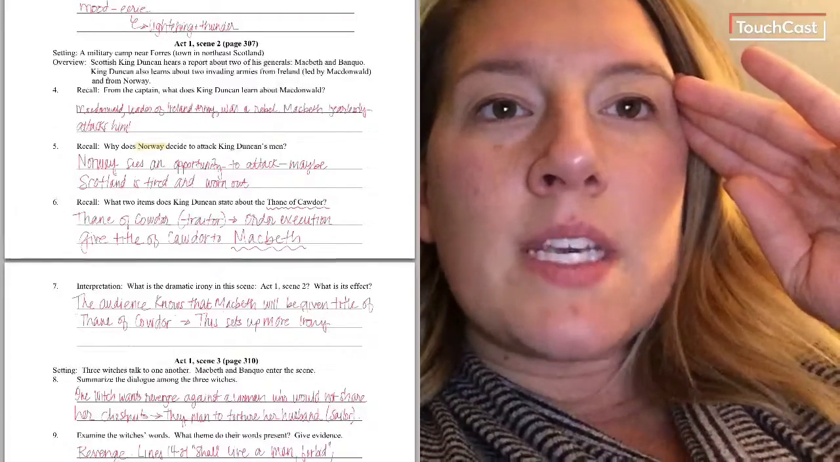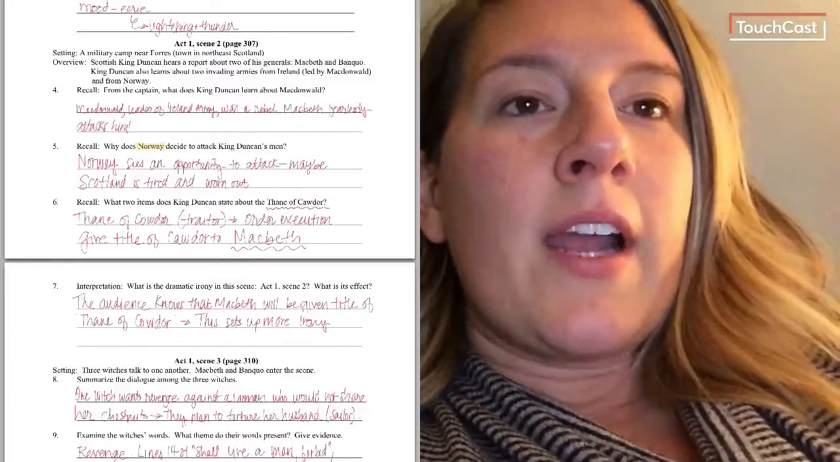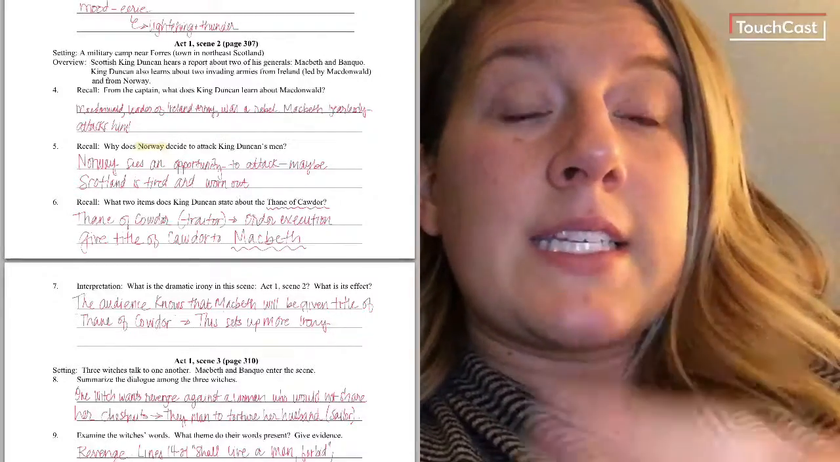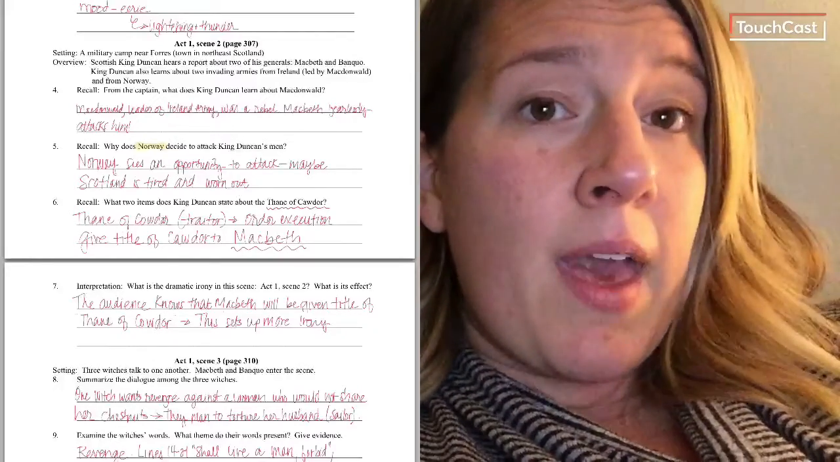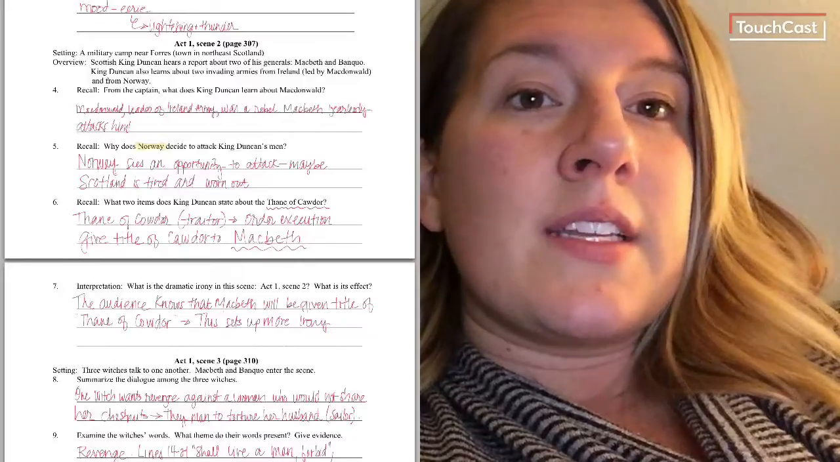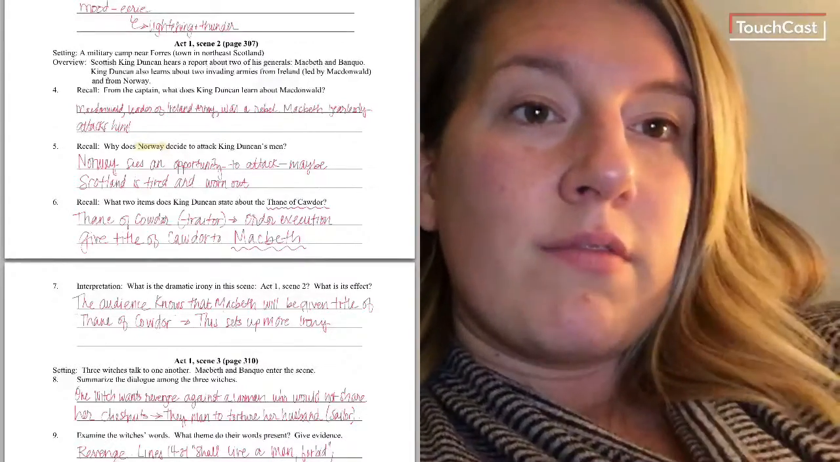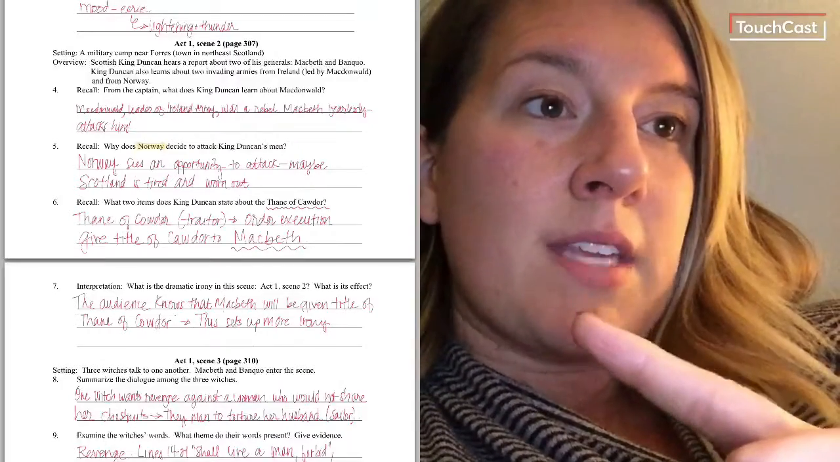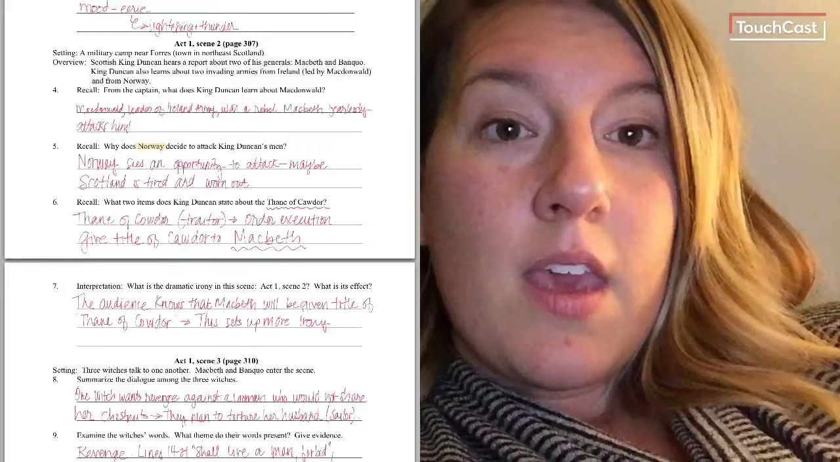Recall from the captain, what does King Duncan learn about MacDonald? He was a leader of Ireland, he was a rebel, and Macbeth fearlessly attacks him. Why does Norway attack King Duncan's men? Norway sees an opportunity to attack. Maybe Scotland is tired and worn out. Thane of Cawdor is a traitor. Okay, remember, that's the title Macbeth ends up getting for fighting so valiantly.